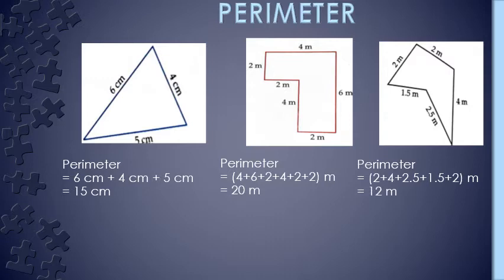Okay, and whenever we are finding the perimeter of a closed figure, just keep this thing in your mind that you have to write the unit also. Okay, the unit of the length of each of the line segments. That unit will also come in the perimeter.